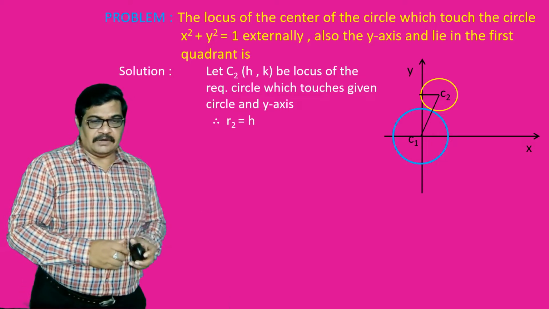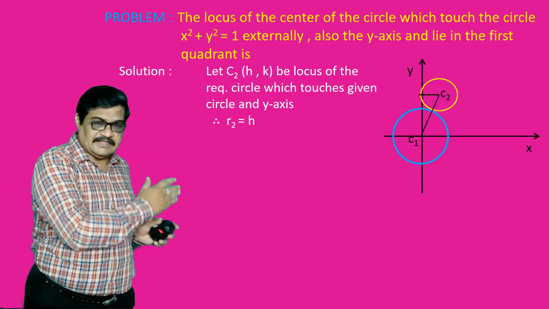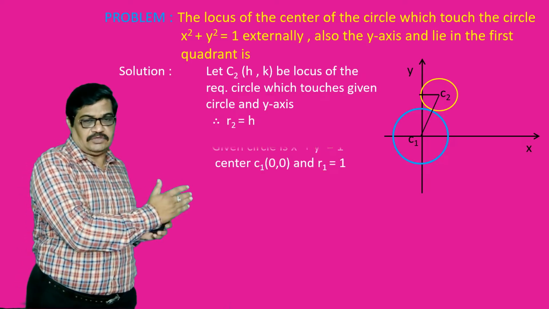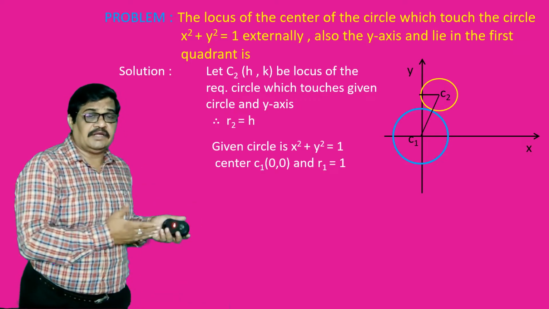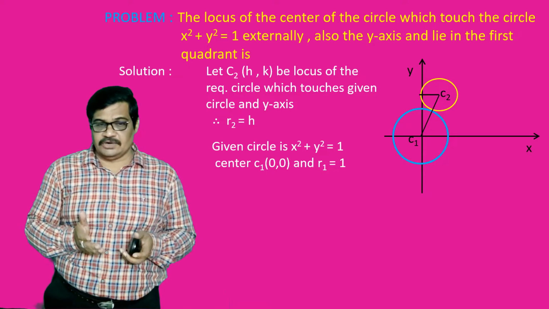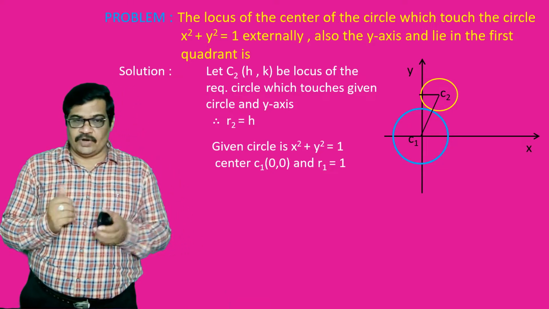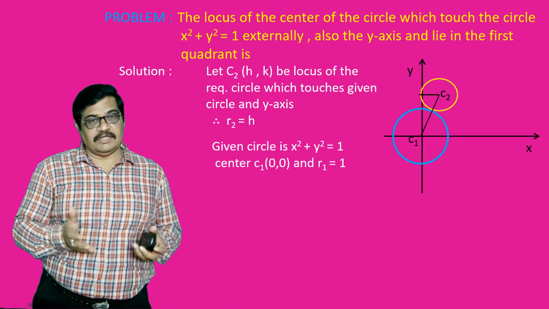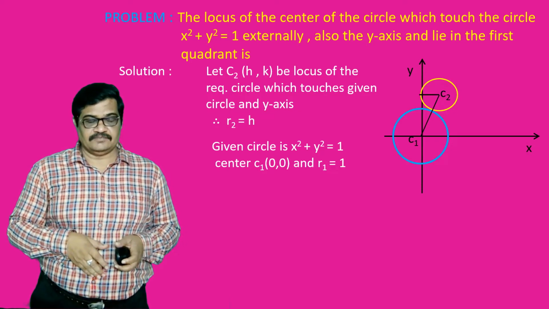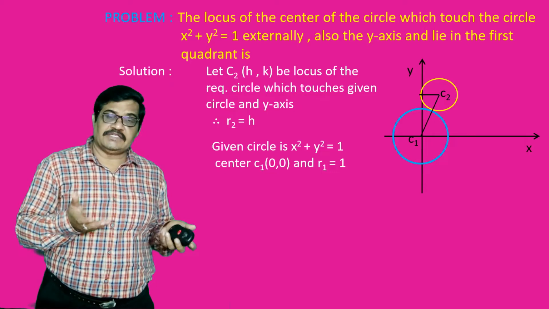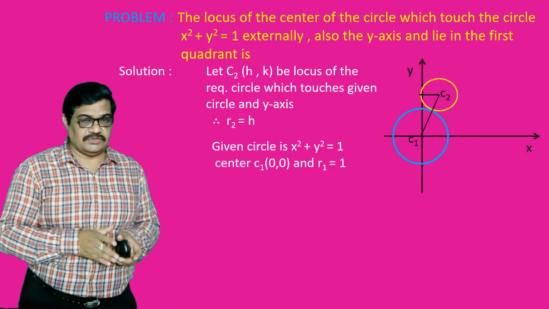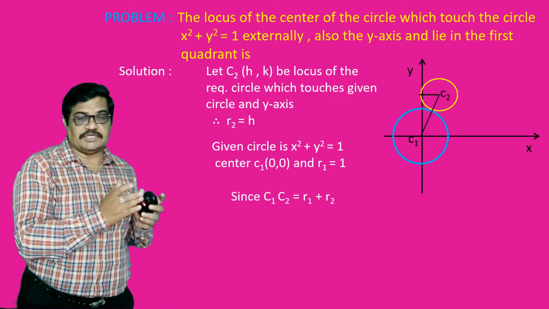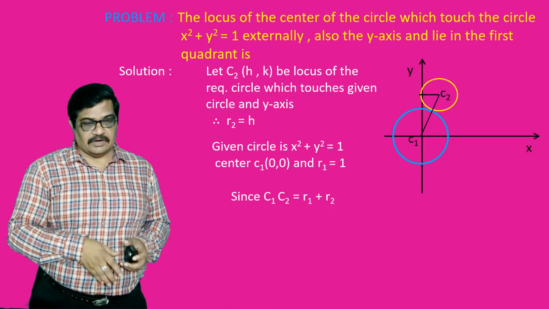Okay. Now the given circle is x square plus y square is equal to 1. What is the center here? C1 is 0 comma 0 and the radius is 1. So these two circles touch each other. What is the condition? If any two circles touch each other, then C1C2 is equal to R1 plus R2.